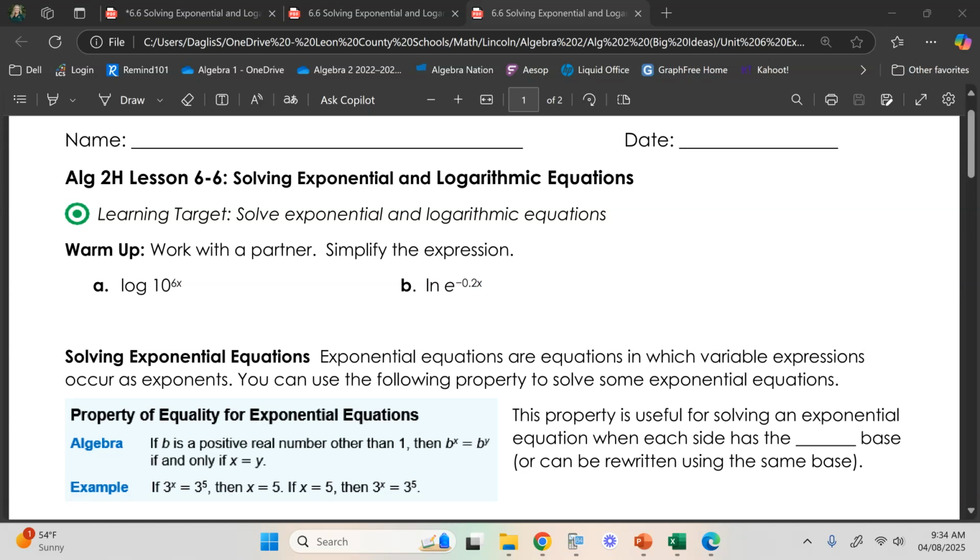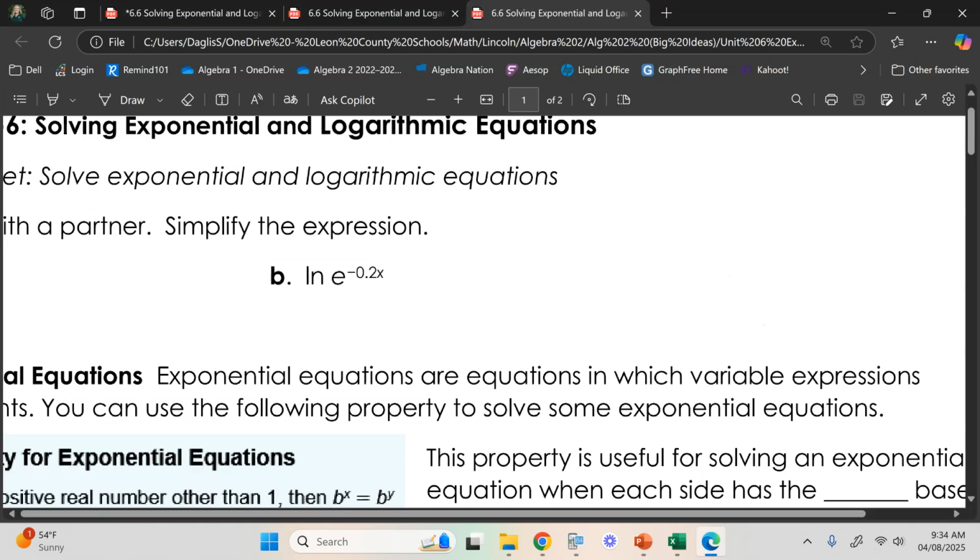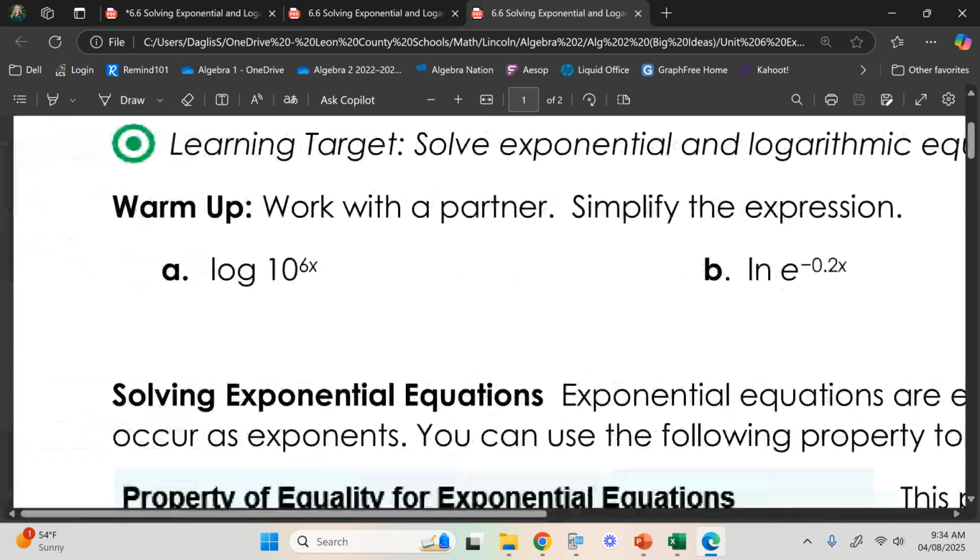All right, so in your warm-up, who has an idea how to simplify log 10 to the 6x? Yes, Yusuf? Something like that. So he wants to move it. He's on the right track. Where do you want to move it to?